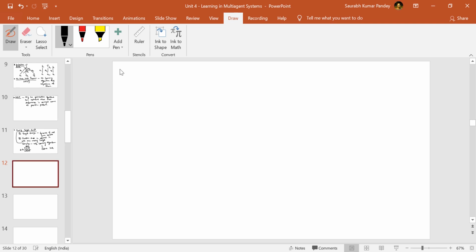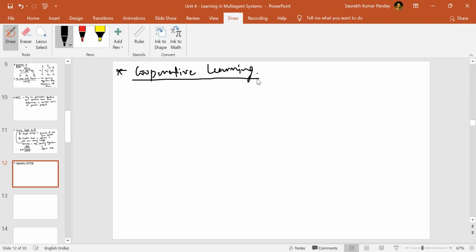So what is this cooperative learning? Let's talk about that. This is very important. Cooperative learning, we will see it once again when we discuss cooperation, collaboration, and coordination, after this particular topic is over. So, what happens in cooperative learning?